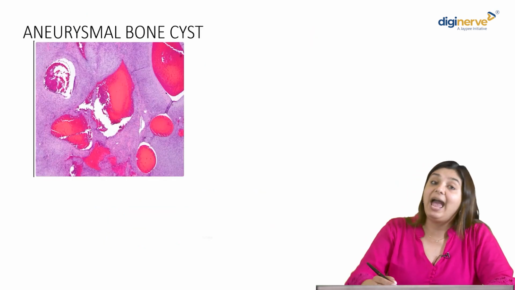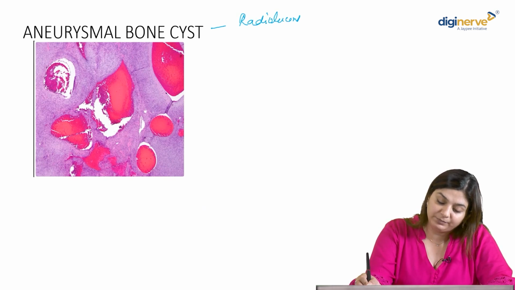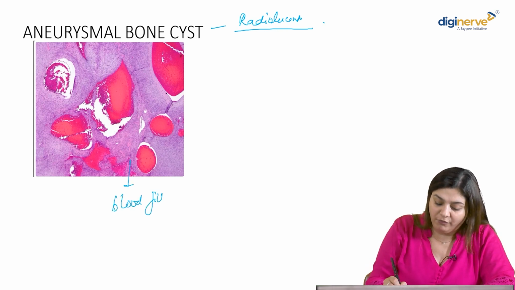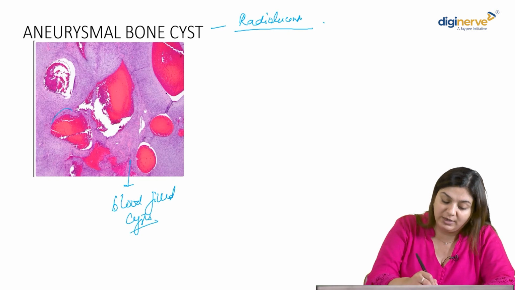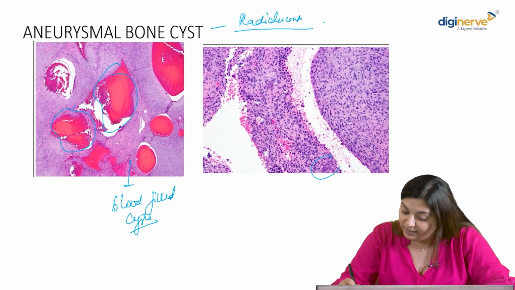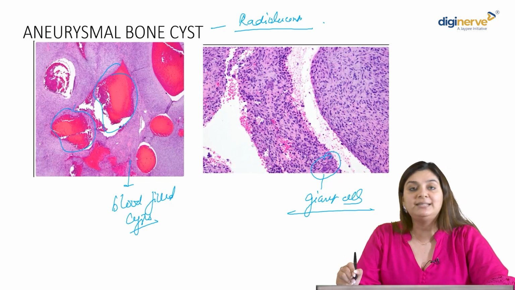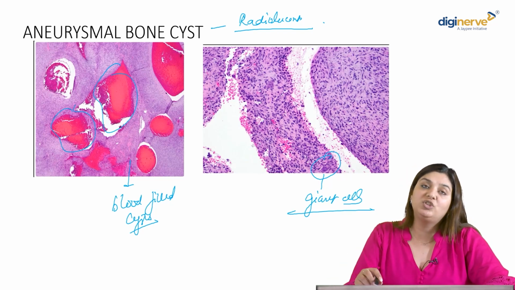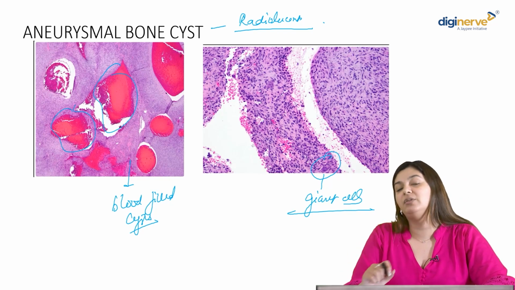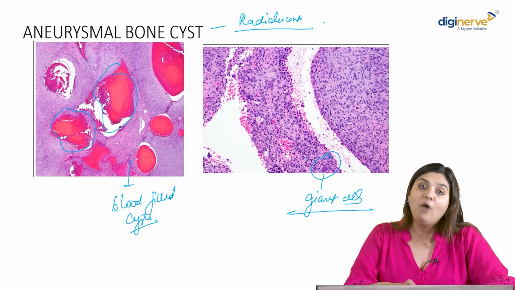The next condition is aneurysmal bone cyst. Radiologically, it will be radiolucent. Now, if you see, they are nothing but blood-filled cysts that you can see. Can you see these are the blood-filled cysts? And these blood-filled cysts are lined by these giant cells also. So, they are blood-filled cysts lined by giant cells. Radiologically, it will be radiolucent. With this, we complete the important tumors, their radiological appearances, their microscopic appearances of bone tumors.